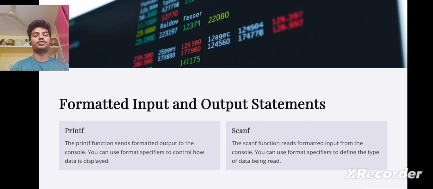Formatted input and output statements. Printf or print formatting. The printf function sends formatted output to the console. You can use format specifiers to control how data is displayed. We can print a particular message or the variables or constants we have stored inside other variables inside the code. Scanf. The scanf function reads formatted input from the console. You can use format specifiers to define the type of data being read.